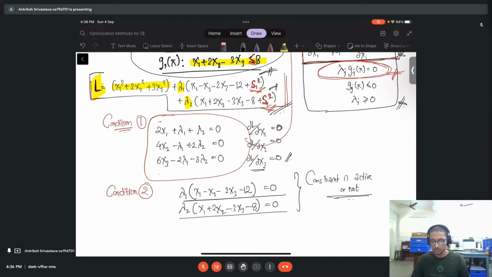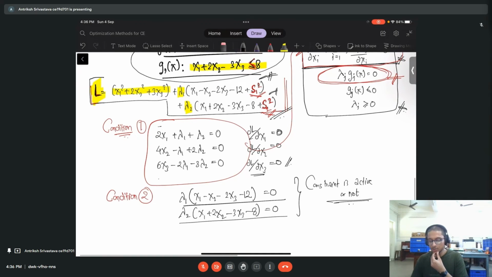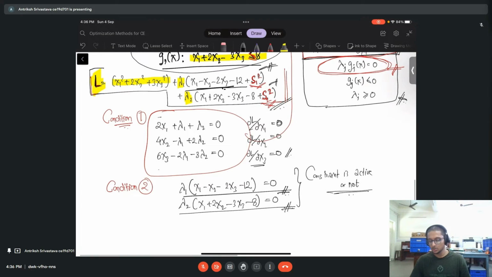So whether a constraint is active or not means whether this is the constraint that is actually going to play a critical role in the optimization or not. If lambda is 0, then whatever this constraint value is, we don't care, it is not going to affect the Lagrange function. So this condition is used to check which particular inequality is active or not.